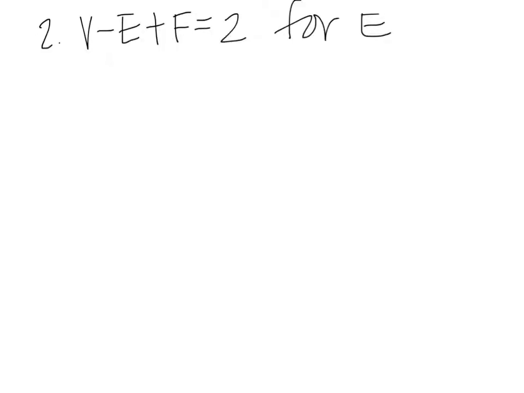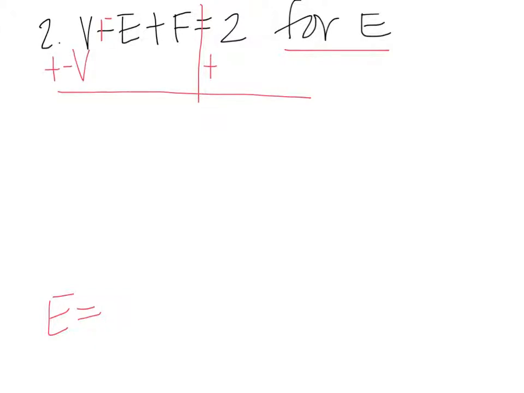Let's do the same equation of v minus e plus f equals 2, but this time we're going to solve for e. So now in the end, I want it to say e equals. So I'm going to start off the same way by doing SEO, so that it's a negative e. And I want to move everything away from e. So I'm going to add a negative v because that's the opposite of a positive v. So I'm left with negative e plus f equals 2 plus negative v.